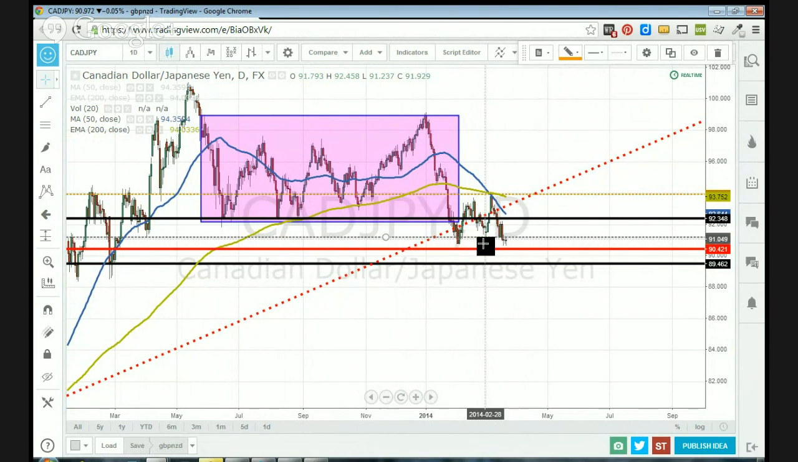But in any event, now we're down here. So we'll see how this pans out. No need for me to make any adjustments to my trade. It is what it is at this point. Hopefully it won't hit my stop, but we'll find out. So that's Canada yen. Now let's look at Euro Swiss.